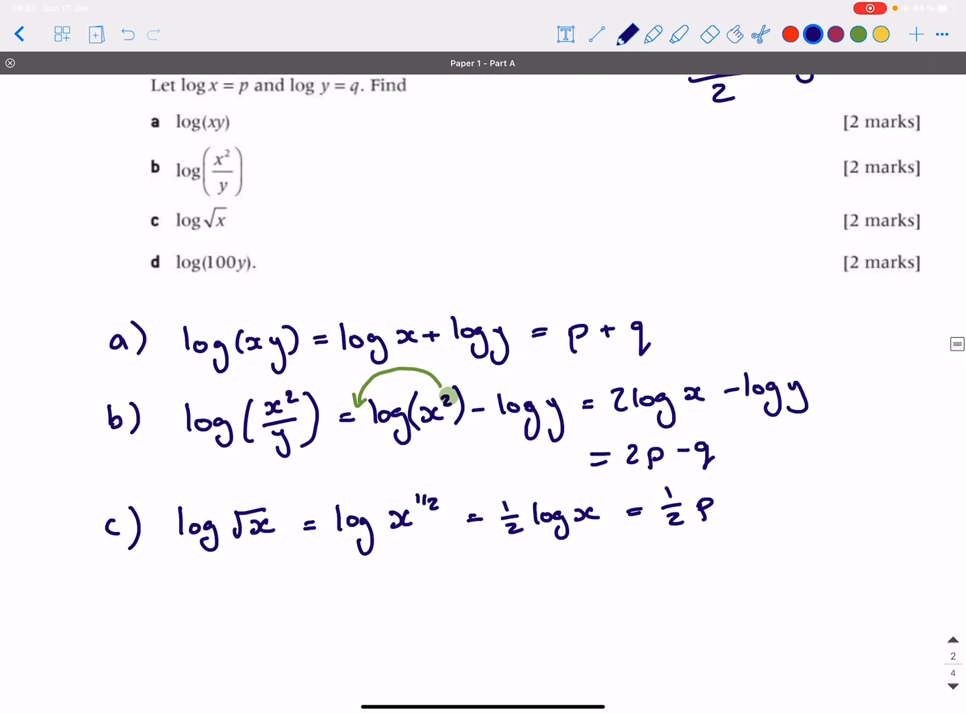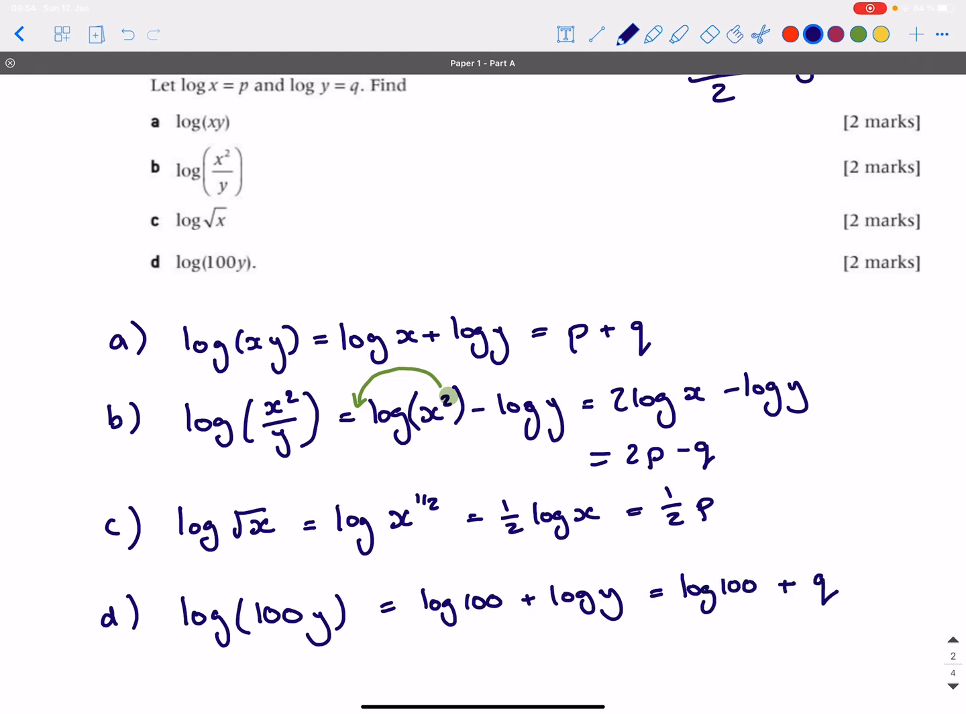And the final question, it's a nice question because it checks the other parts of the notation as well. So we have log 100y. Now, it makes sense to split this out. You might not be sure where it's going yet, but let's split it out into log of 100 plus log of y. We can already change that log of y to q.